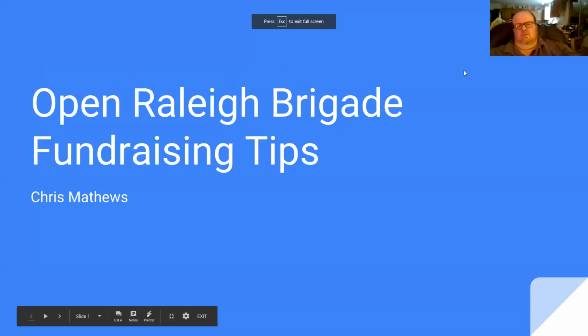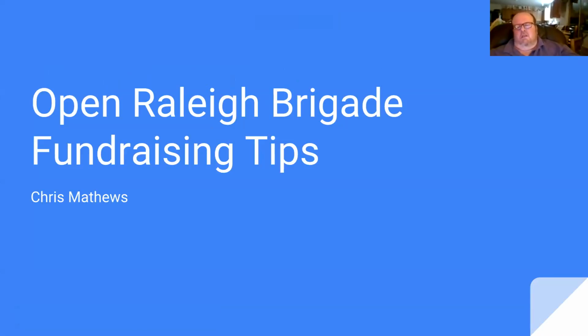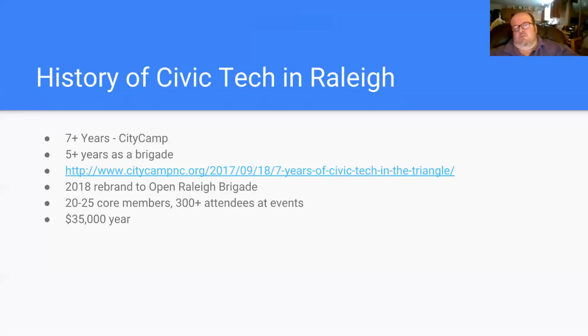Okay. Hi, I'm Chris, and I'm with the Open Raleigh Brigade, formerly Code for Raleigh, and these are our fundraising tips. So just a little bit of background. We've been doing events in civic tech in the Triangle for about 7 years, and 5 years as a brigade. So we have about 20, 25 core members that come to our meetups and our online things. And we generally have about 300 people tops at some of our bigger events. And we raise about $35,000 a year to do all of this.